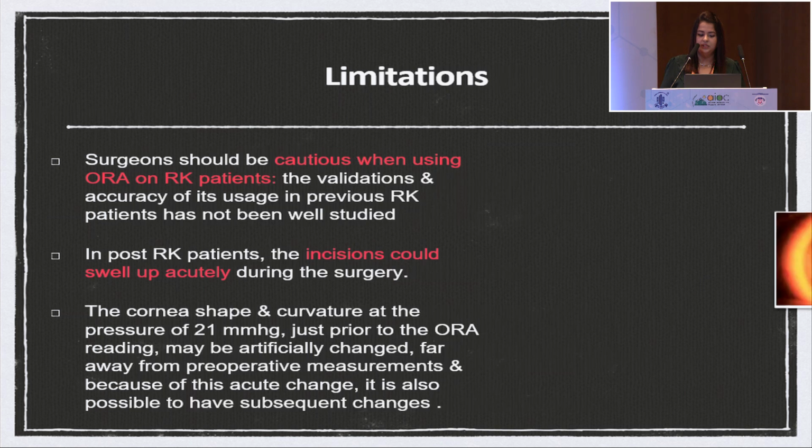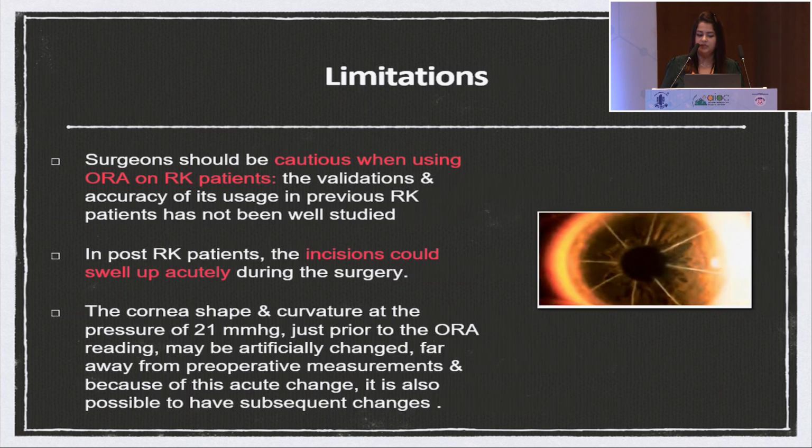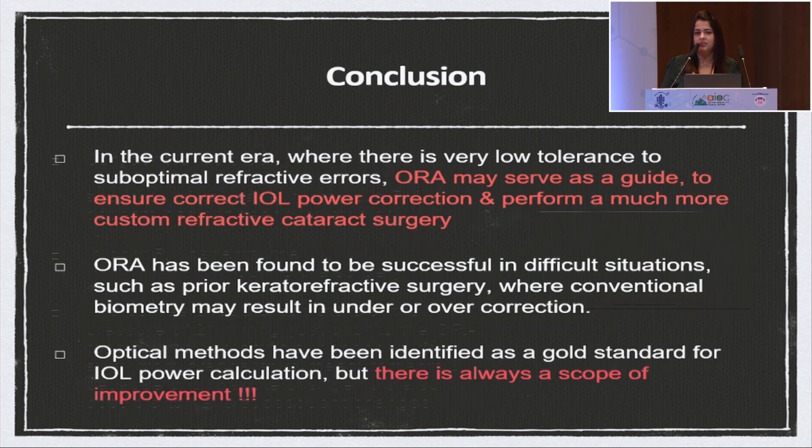The validations and accuracy of its usage in previous RK patients has not been studied well. In post-RK patients, the incisions could swell up acutely during the surgery, and the cornea shape and curvature at a pressure of 21 mm Hg just prior to the aura reading may be artificially changed, far away from preoperative measurements, and because of this acute change, it is also possible to have subsequent changes.